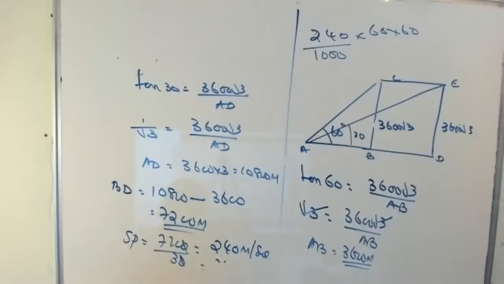The angle of elevation of the bird from a point on the ground is 45 degree. First two lines, okay?